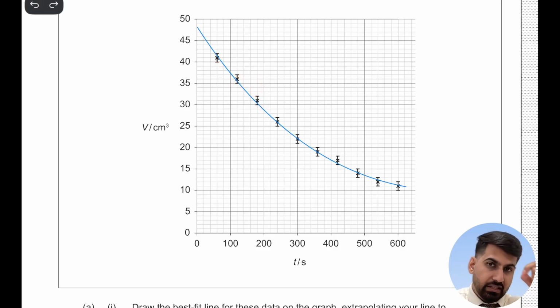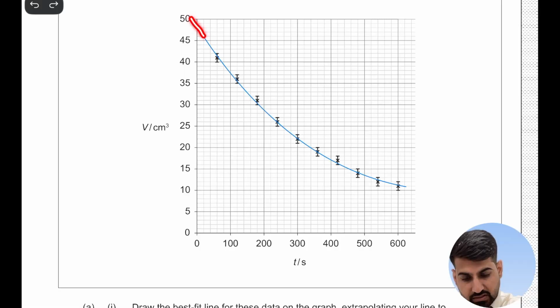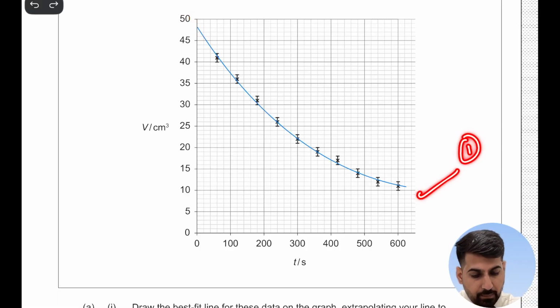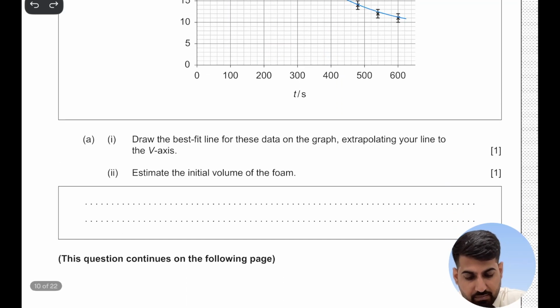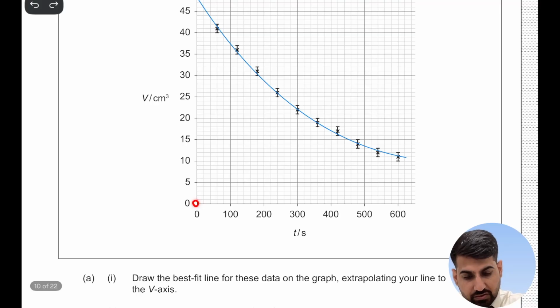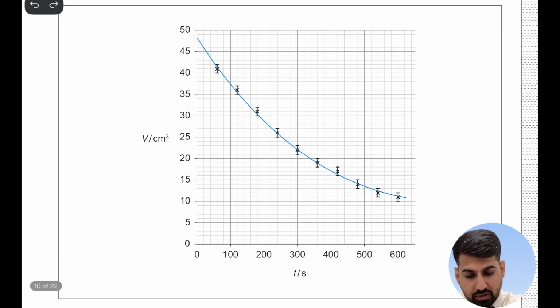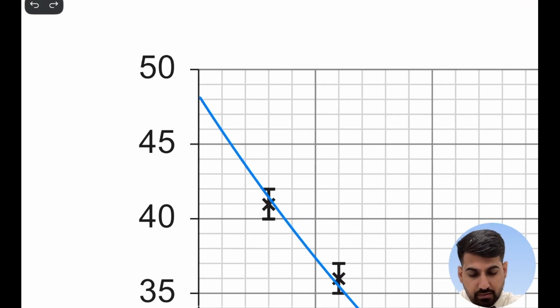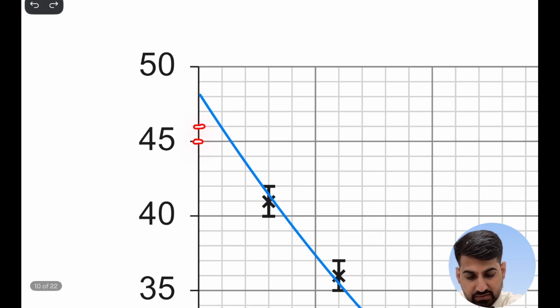The line that passes must be between the error bars and you have to extend it smoothly so that it cuts the y-axis. Okay, so that is the answer for part 1. Estimate the initial volume of the foam. Now, initial means at t equals 0, what would be the value? So if I zoom in here, this is 45, 46, 47, and 48. So almost 48.